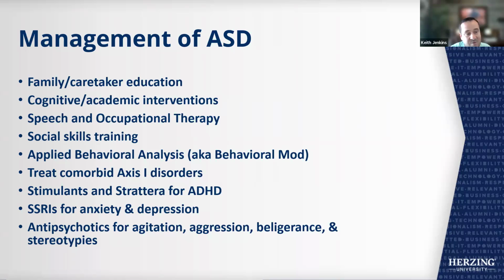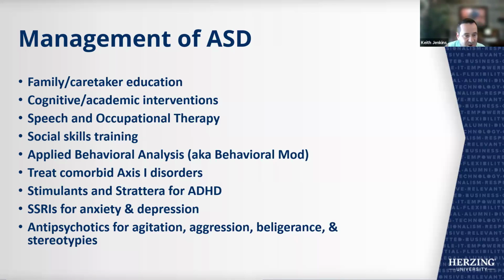Speech and occupational therapy. Social skills training. They have a lot of issues with social interaction, so obviously that's an area you're going to want to work on. Applied behavioral analysis. There are people out there in a profession called behavioral analysts. They often work with autism patients. Treat comorbid axis 1 disorder, stimulants, Strattera for ADHD symptoms. Sometimes they do have ADHD in addition to the autism.